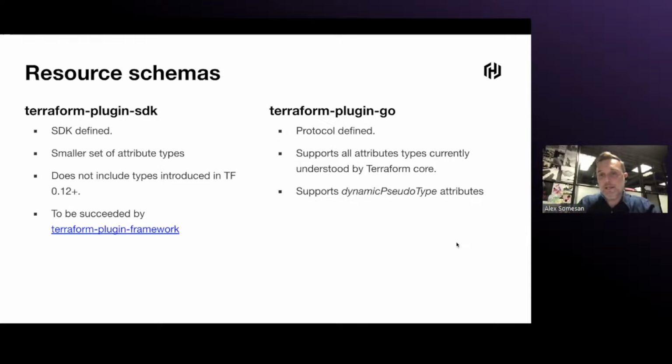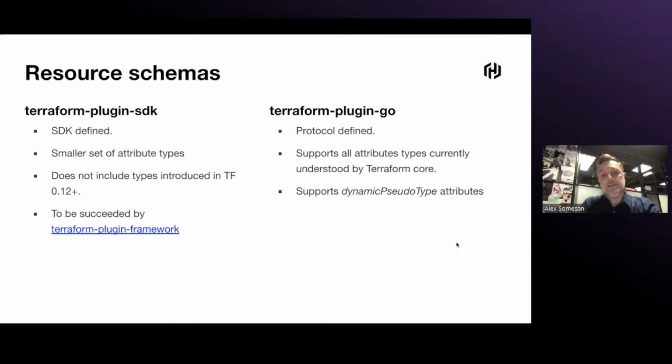Our focus today is about dynamic resource types. What that means is a resource that can actually adapt at runtime, adapt its structure. And there's a very interesting use case for that, which I'm going to be going into shortly. But from the point of view of resource schemas, there are some really interesting differences between Plugin SDK and Plugin Go that we need to look at, so we know which one to pick for our use case.